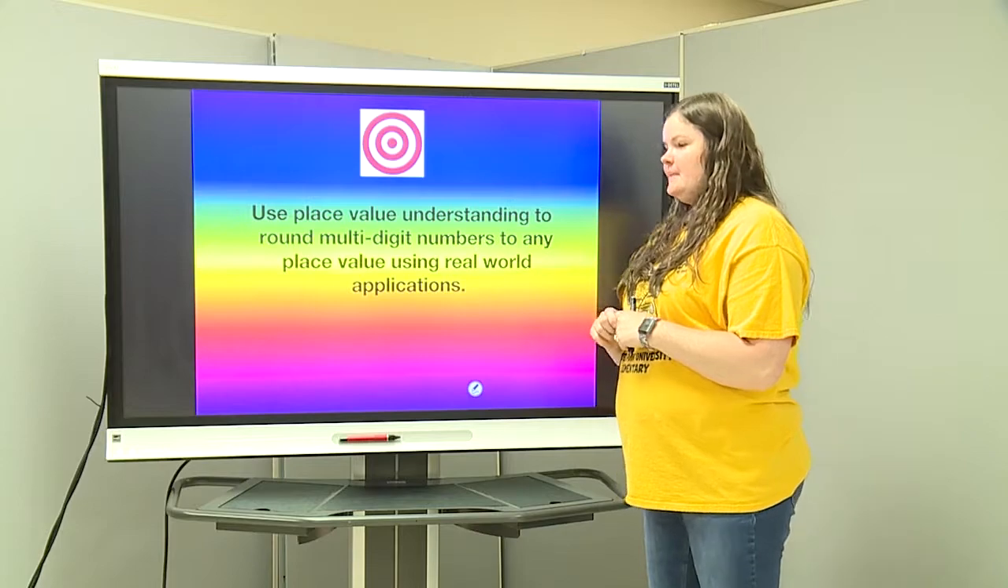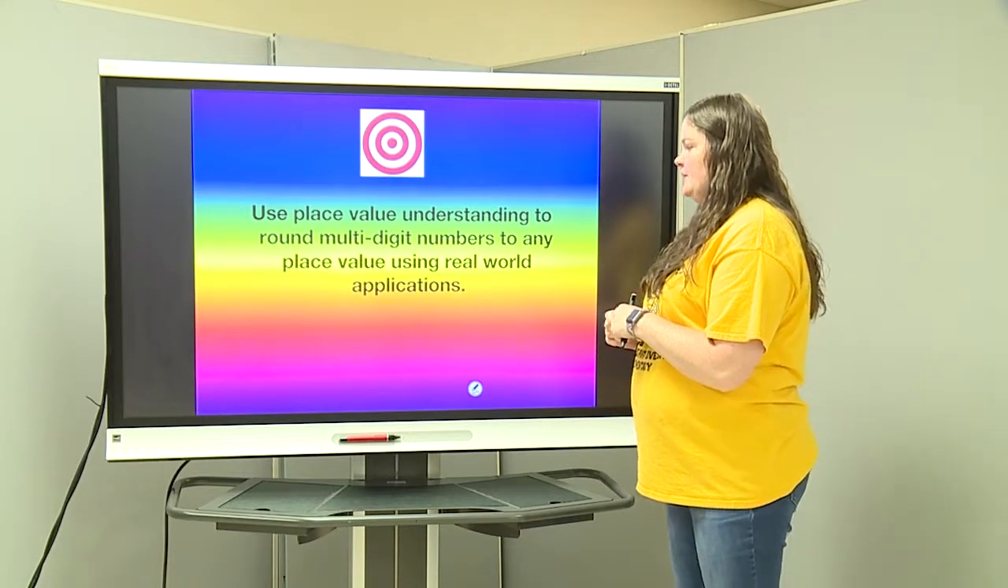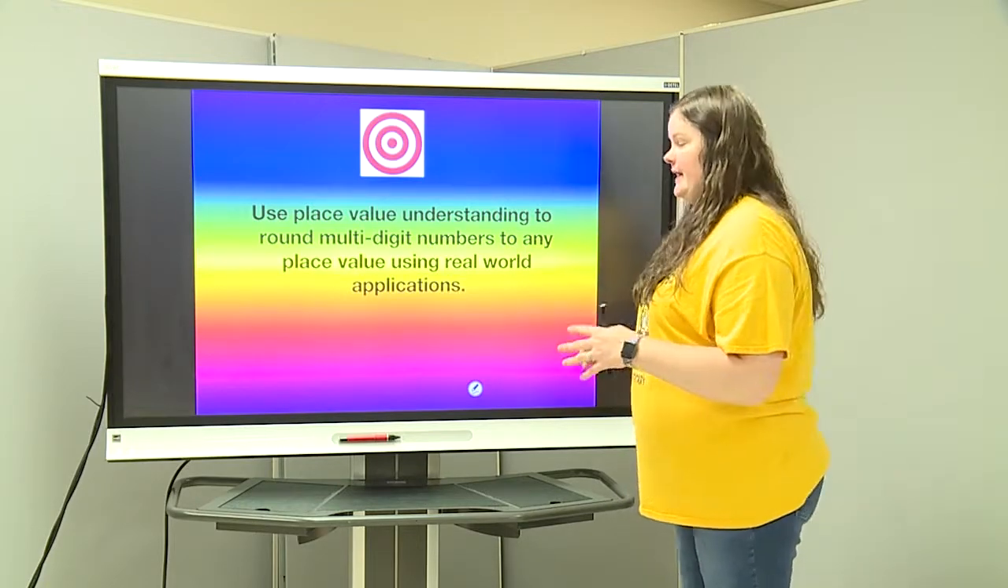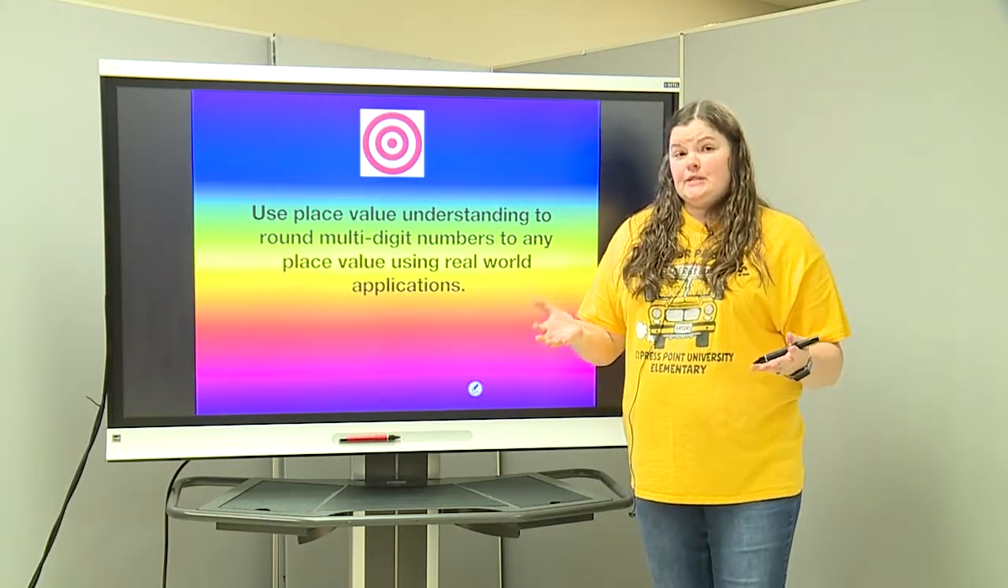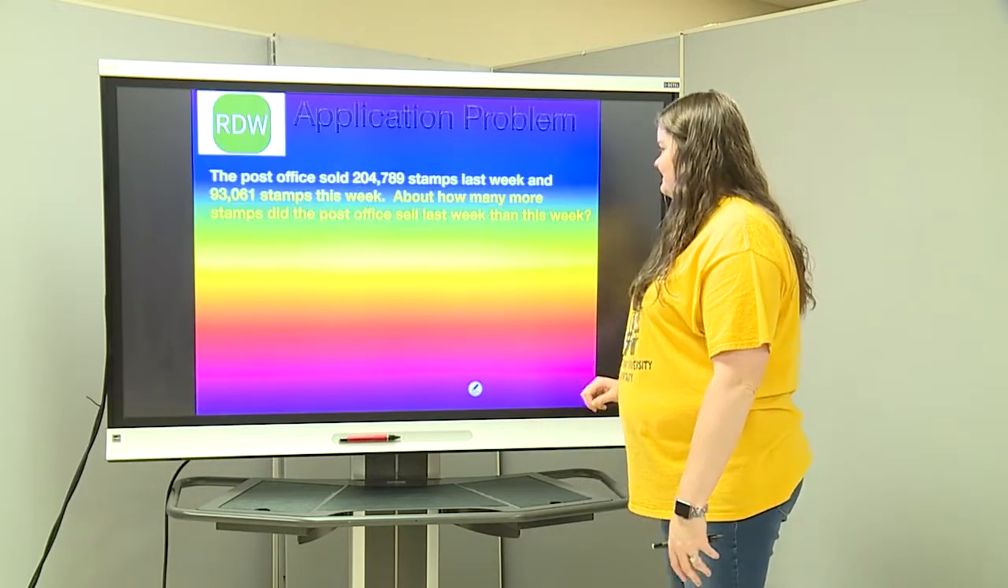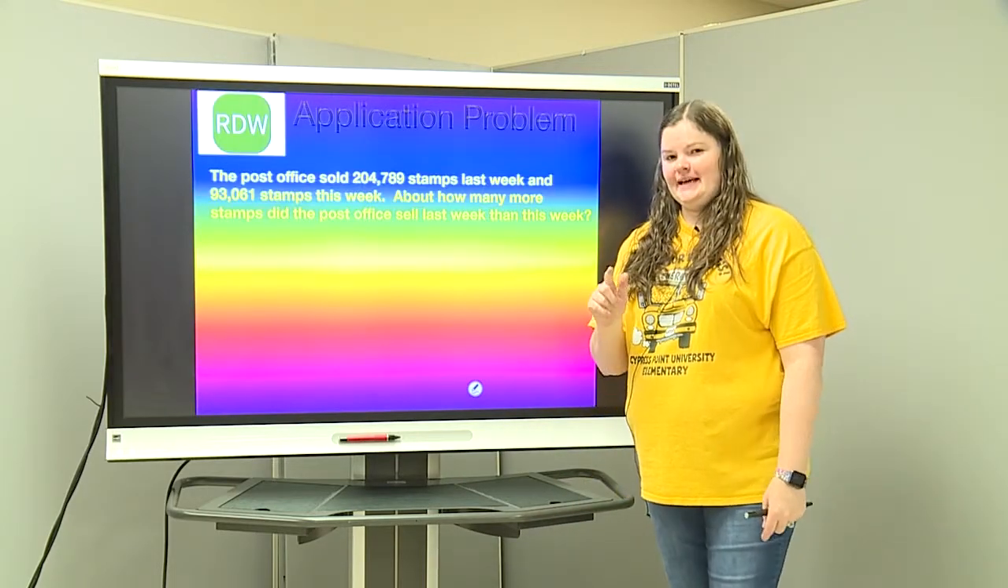Alright, today we're going to be using place value understanding to round multi-digit numbers to any place value using real-world applications, which just means we're still going to be rounding, however, we're just going to be doing some word problems. Let's get started with our application problem.